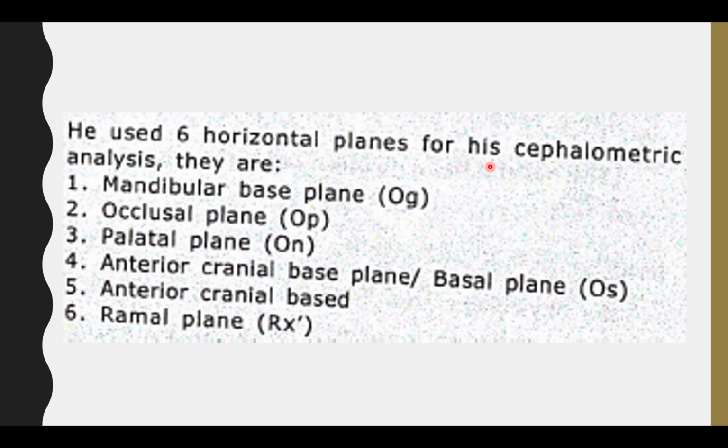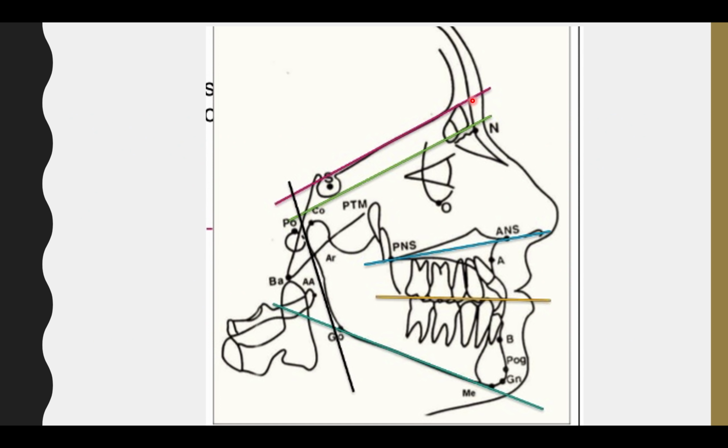Okay. So, how many horizontal planes are used in Sassouni analysis? Six. What are they? Mandibular plane, occlusal plane, palatal plane, anterior cranial base or basal plane, and ramal plane. So this is the anterior cranial base, and this is the FH plane. So the SN plane, FH plane, palatal plane, occlusal plane, mandibular plane, and ramal plane.